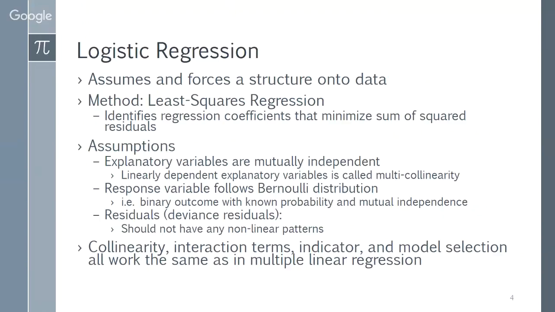Just like any statistical test, you have a null hypothesis, you have an alternate hypothesis, you have a p-value, and you interpret that p-value compared to your confidence level, right? That's the same on all tests. So that's the same on this test too. So we're, again, focusing on interpretation. You'll see an example of this. Now, collinearity, interaction terms, indicator terms, model selection, they all work the same as in multiple linear regression. At the very least, they work the same in their interpretation.